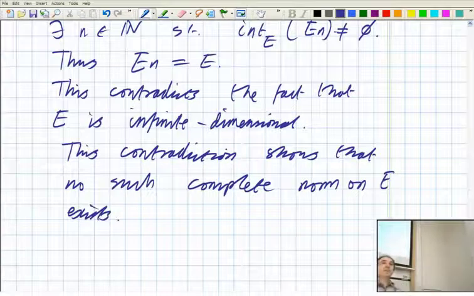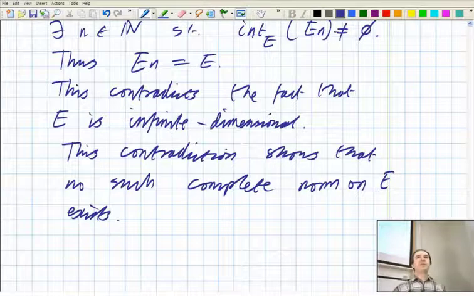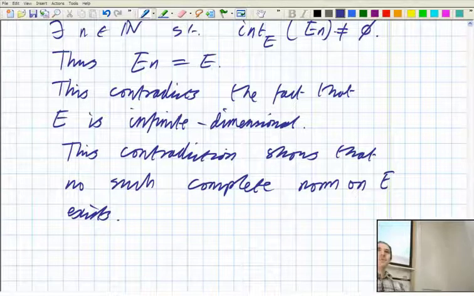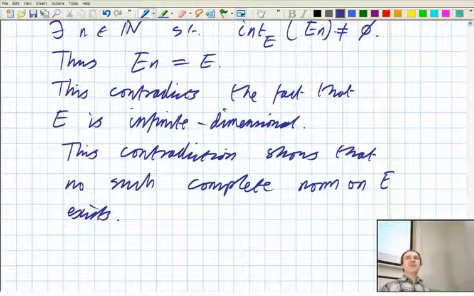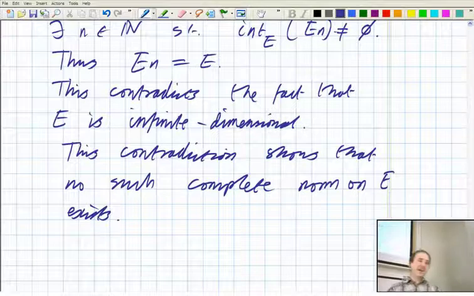There are plenty of countably infinite dimensional vector spaces around, like the polynomials in one complex variable, a nice countably infinite dimensional complex vector space. This shows that there is no complete norm you can put on that vector space, which answers one of the exercises I set earlier. And we better stop there.